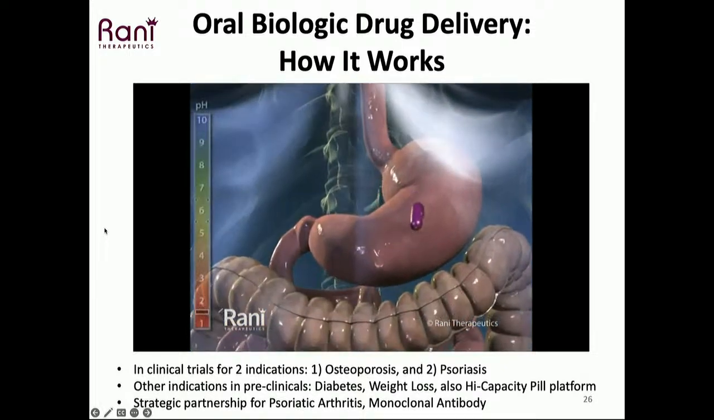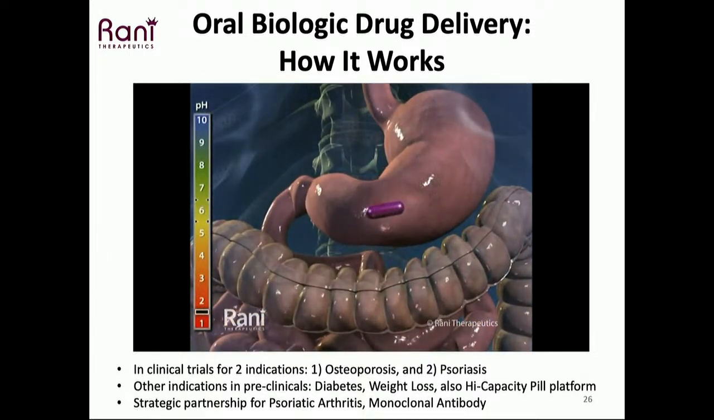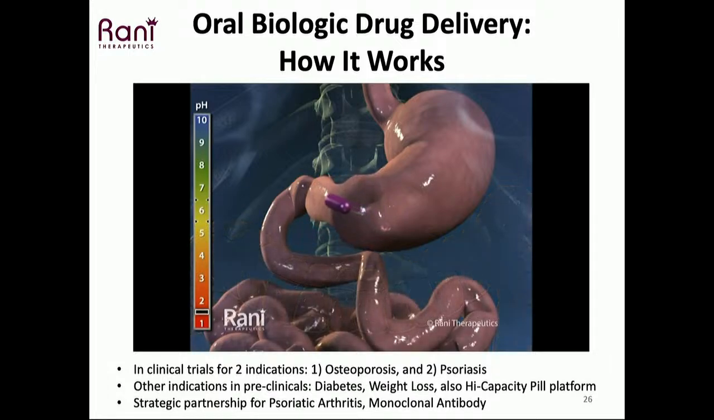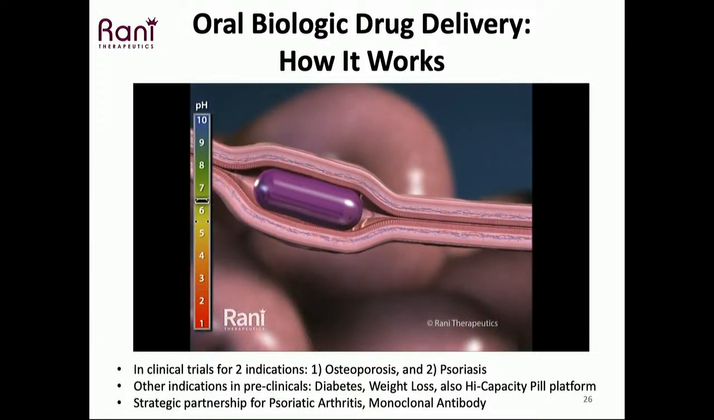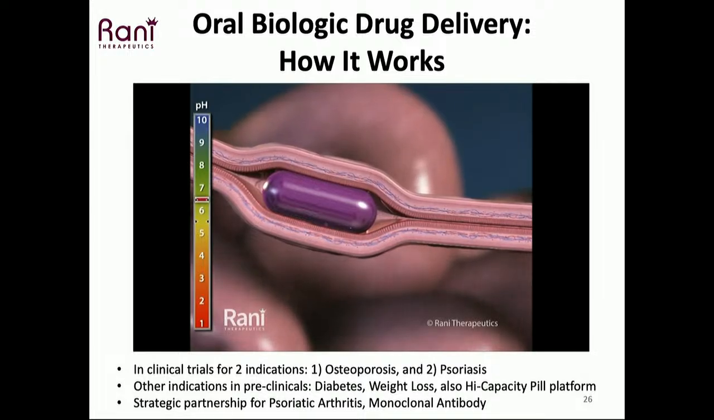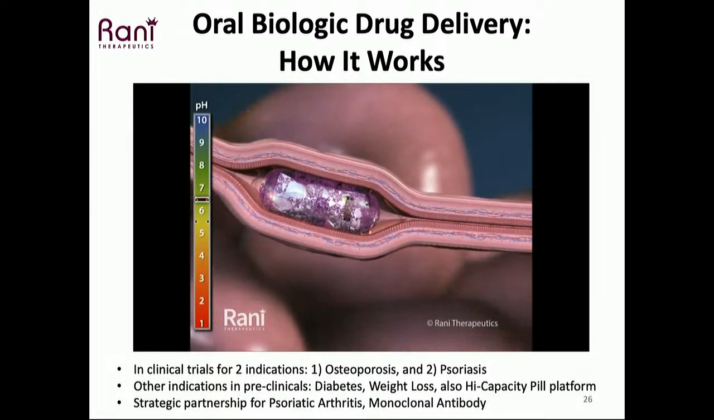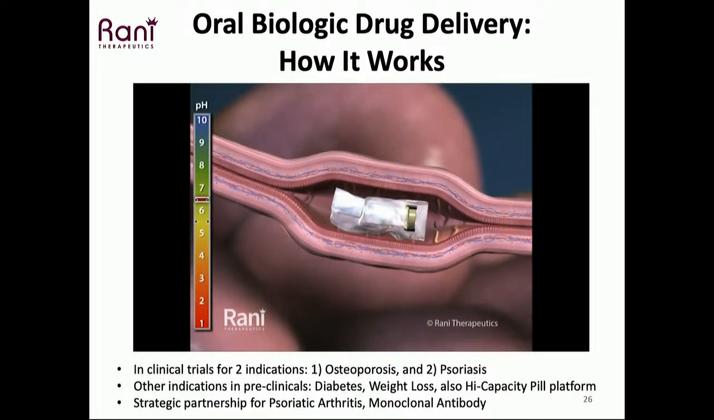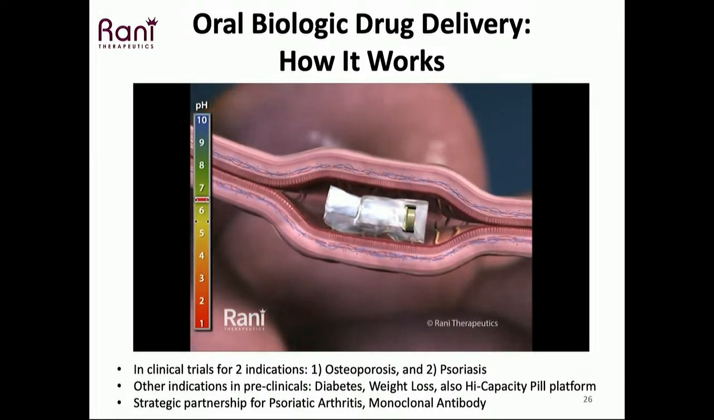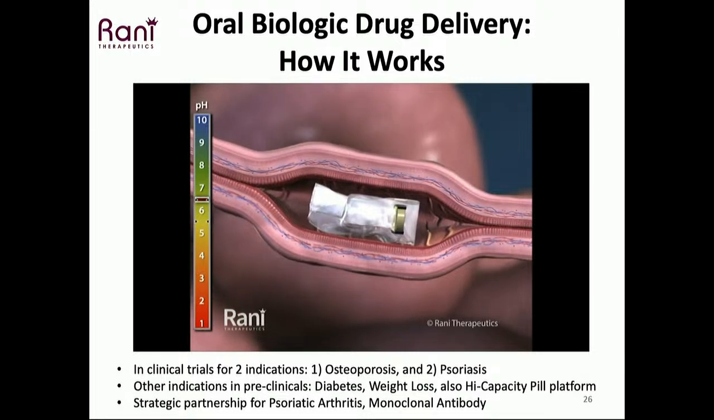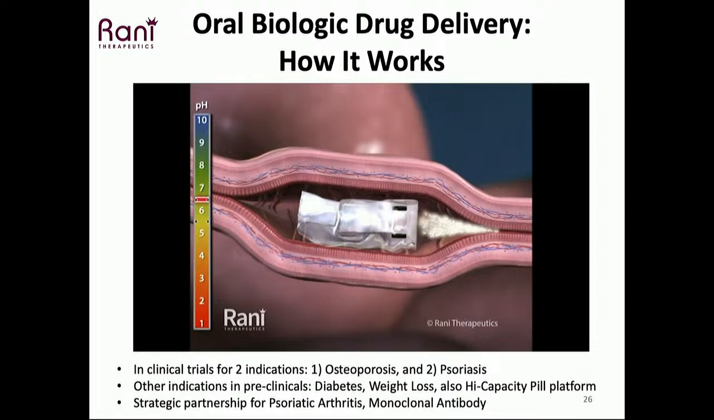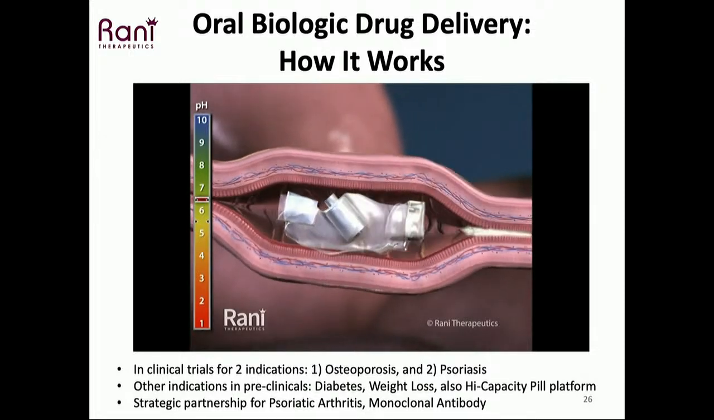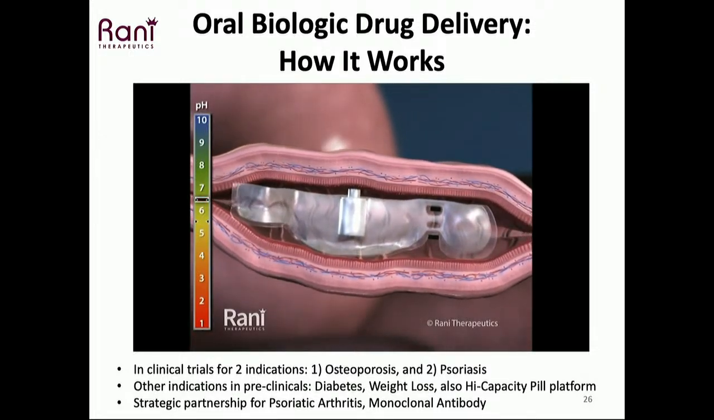So the patient swallows it. It's housed in a capsule. Right now, biological drugs, you either have an injection or an IV. Because the stomach has a pH gradient, we are able to design the coating of the capsule so it doesn't dissolve in the acidity of the stomach, but it dissolves in the acidity of the small intestine. Once it dissolves, you basically produce carbon dioxide and water, naturally occurring substances.